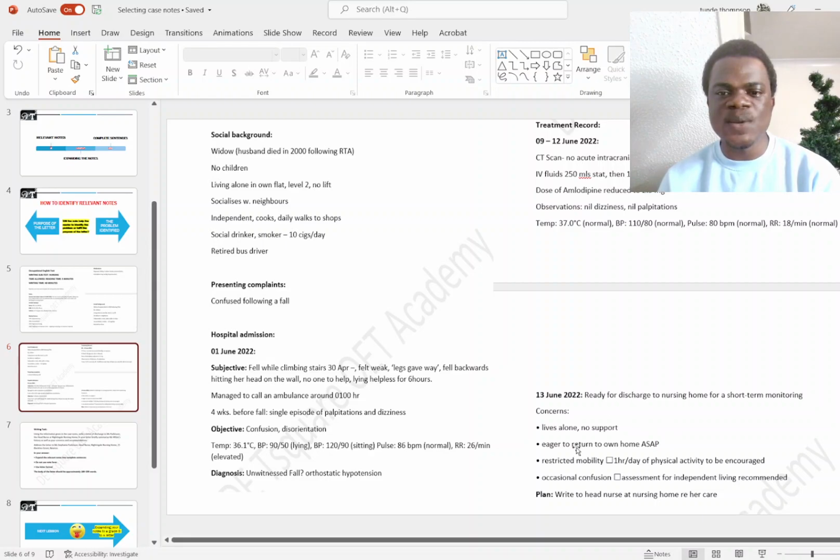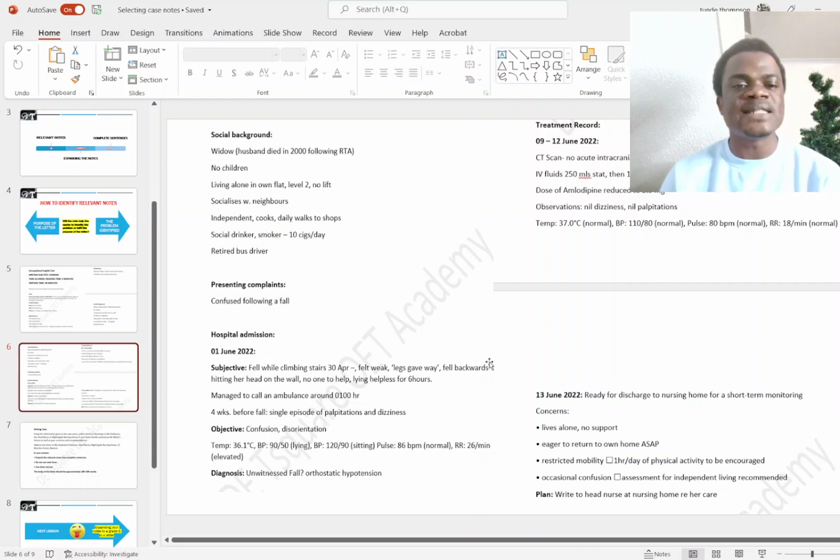And finally, looking at the concerns here, the patient lives alone. She has no support. She's eager to return home. She's still having restricted mobility. Now, the summary of the problem is that this patient lives alone, she's confused and has restricted movement, and would definitely need support. So that's the problem on the ground. That's why we need this nurse for short-term monitoring.